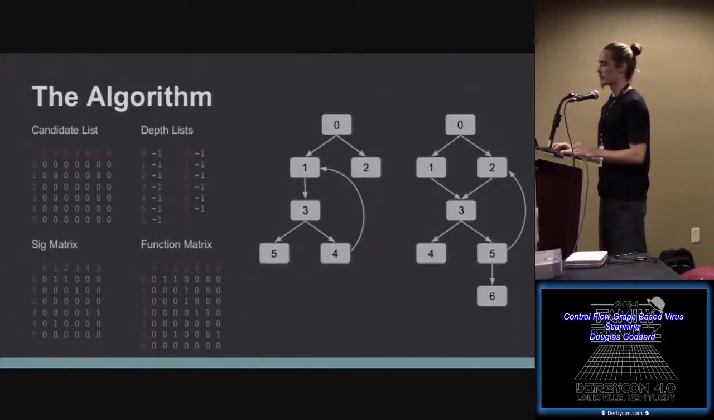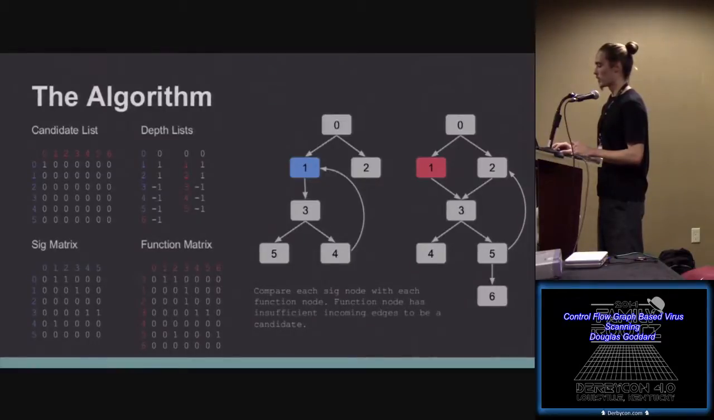The algorithm has 4 parts. There's a depth list to track where we are, a candidate list to track the candidacy, the signature matrix, and the function matrix to traverse through the graphs. I'll go through it and it'll speed up. The nodes at depth 0, there's only 2 of them, so the function node has sufficient outgoing edges to be a match. Mark it on the candidate list, and the bipartite matching is sufficient. At the next depth, we have to compare it node by node, so signature node 1 and function node 1.